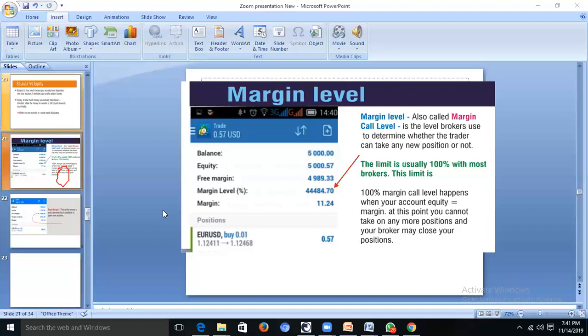My second question is on the margin level, on the risk management. Okay, you're asking whether your broker makes money? Yes. Of course, when you lose, your broker makes money. That's why they like new traders.